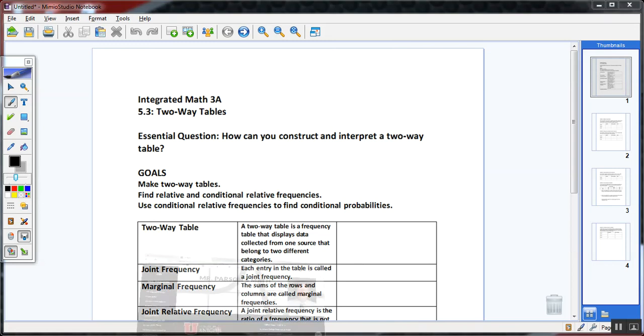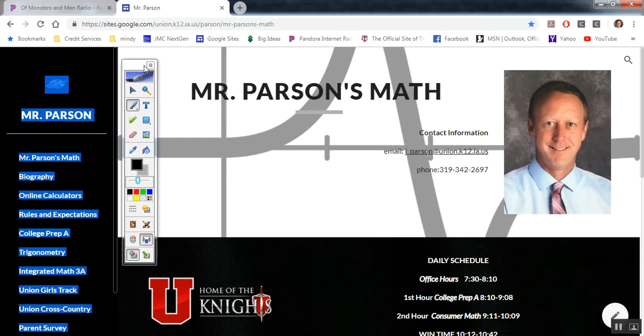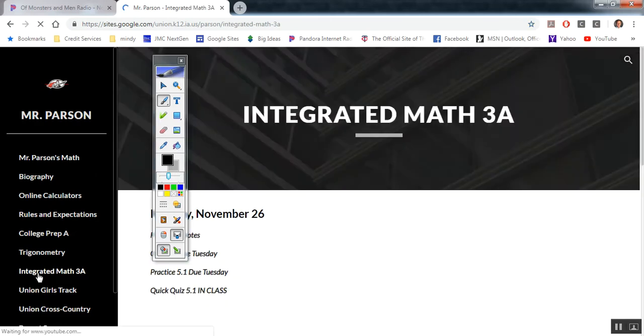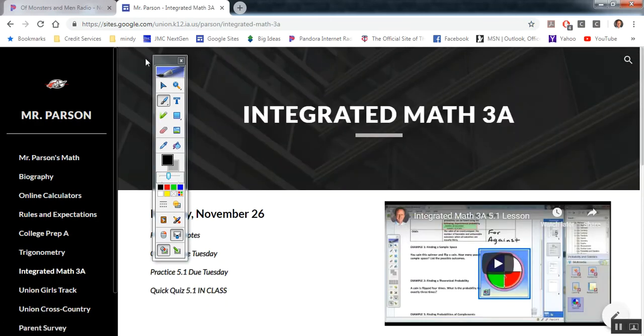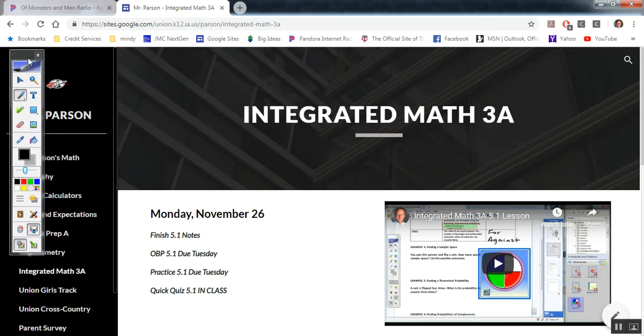You might want to do a search for Mr. Parsons' math page, which would take you to here. All right? And if you come over here to the links on the left, for your class, it's Integrated 3. So if you miss a day or anything like that, the stuff is up in here. You just click on Integrated 3 right here.